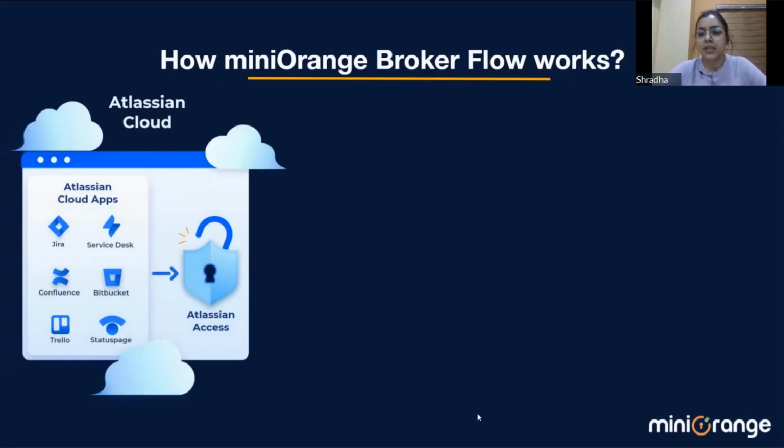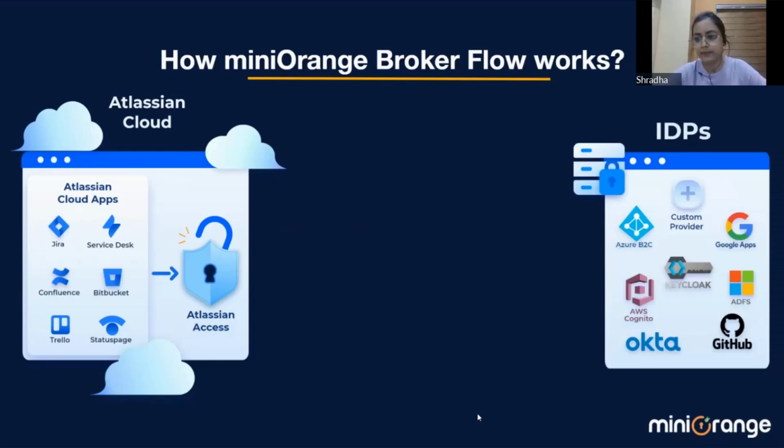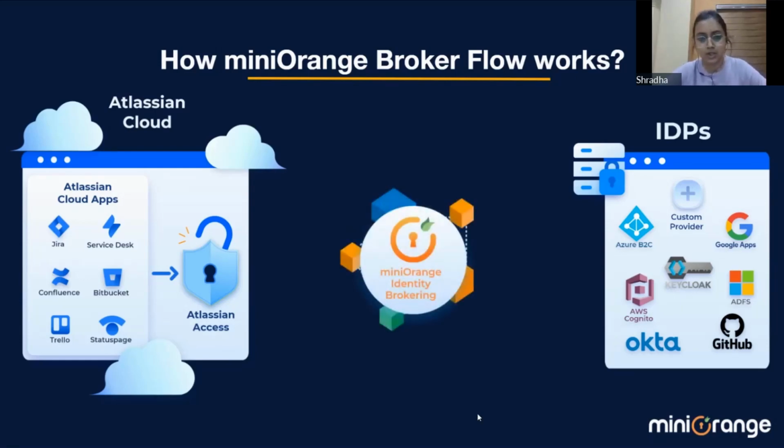Now, let's look at how all of this works. Here, you can see we have Atlassian Cloud application with Atlassian Access on top of it, on one side, and on the other, you can see identity provider. We have miniOrange in between, which acts as a bridge for connecting these two applications.